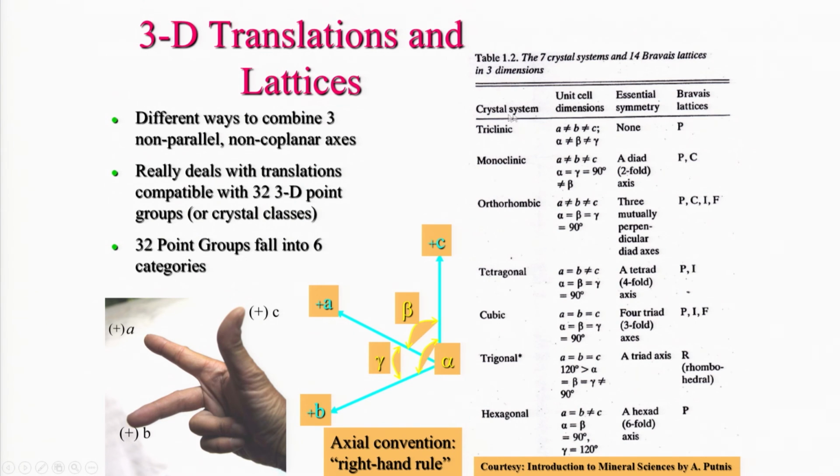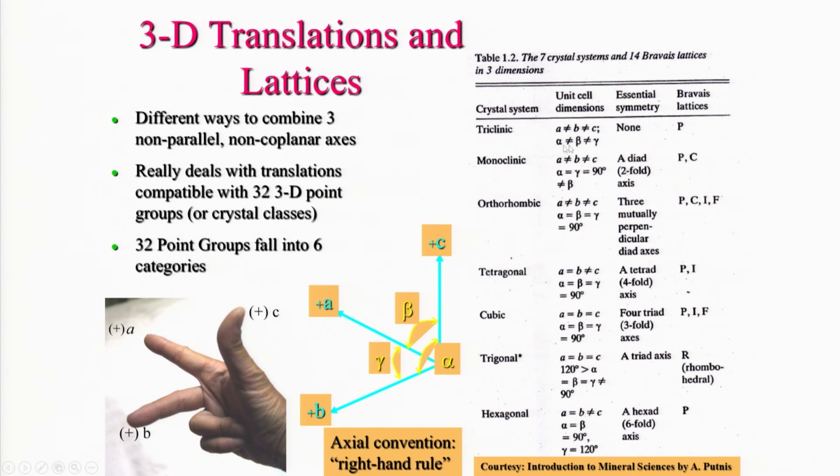So, under this category, under the 7 crystal systems, we are already aware of the crystallographic axes and their interaction angles, and the essential symmetry elements which you have already studied. And these 3-dimensional lattices have now been given different names here.